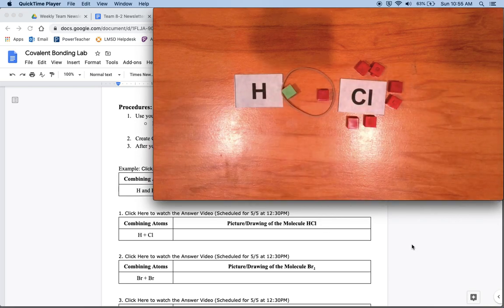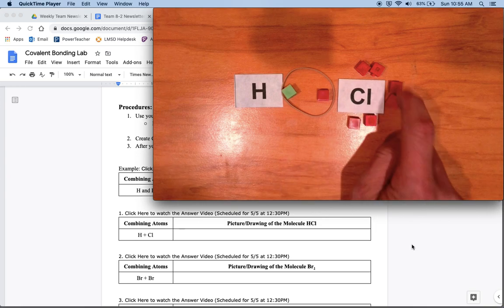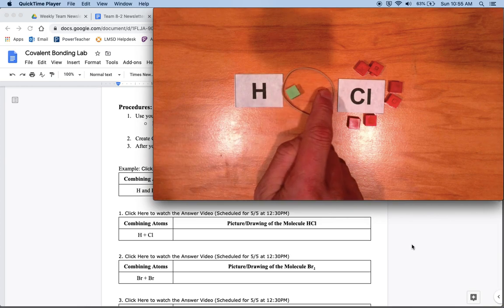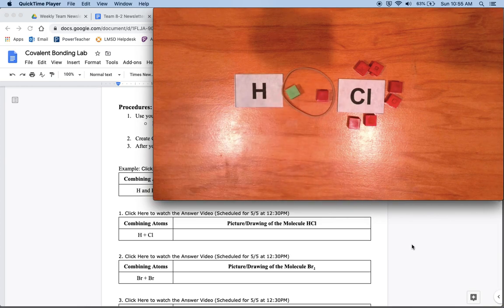Okay, so when we count 1, 2, 3, 4, 5, 6, 7, and 8, chlorine is happy. Hydrogen, 1, 2. Remember, hydrogen is the very first period, so it only needs 2 electrons to be happy. So we're good. All right, let's move on to the next one.